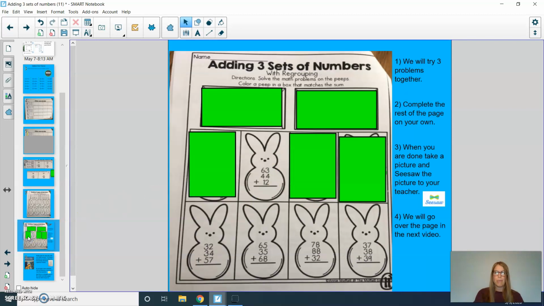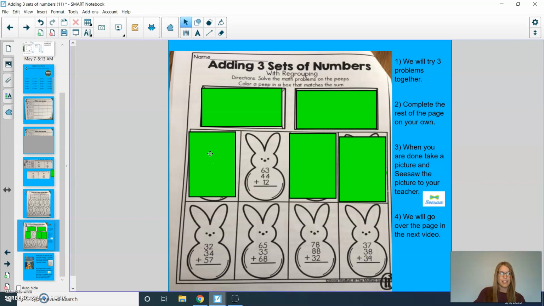So today I'm going to do 3 problems with you, and then I'm going to ask that you complete the rest on your own. So in a moment, if you want to pause the video and solve the 3 that have the green box on top, and then we'll talk about those answers.